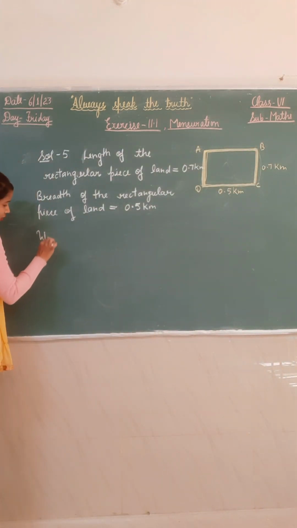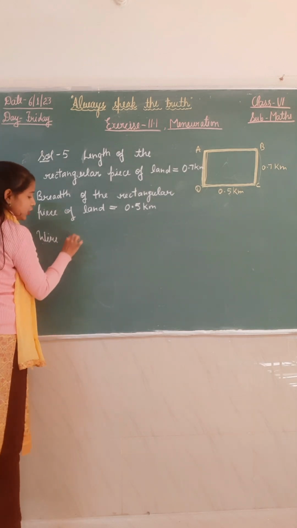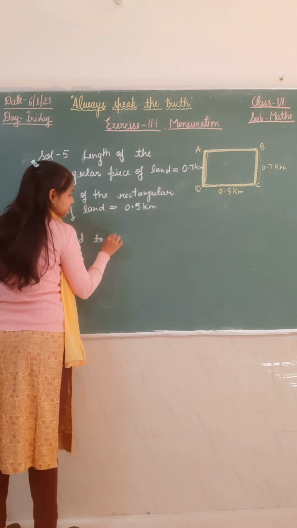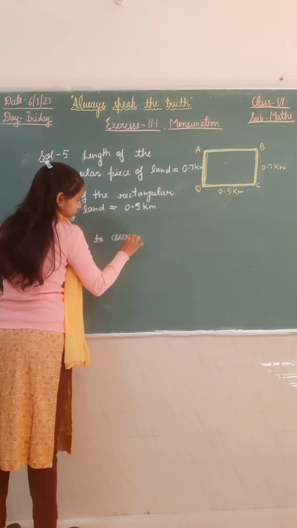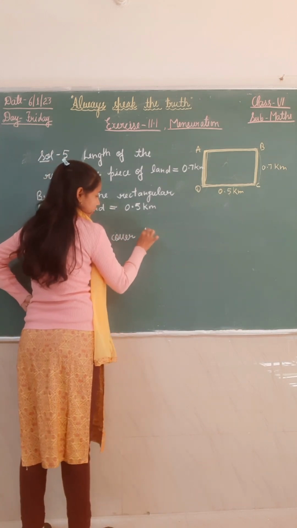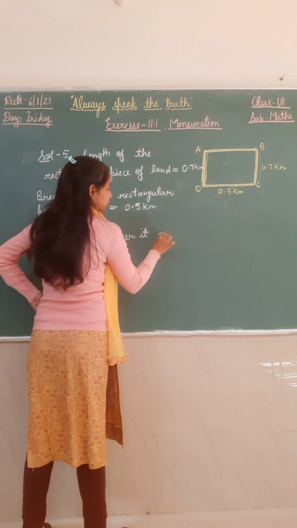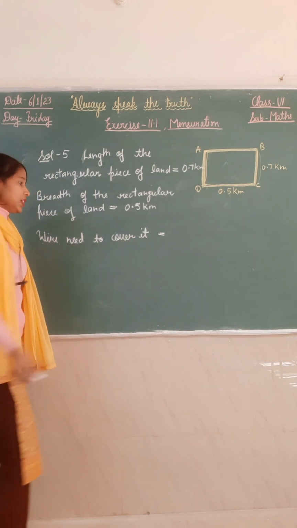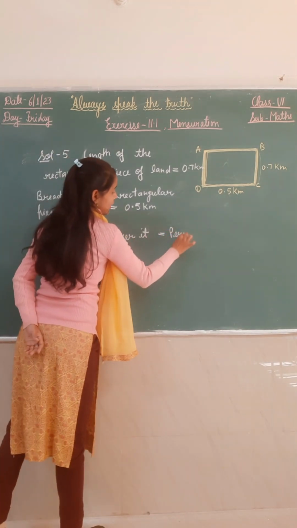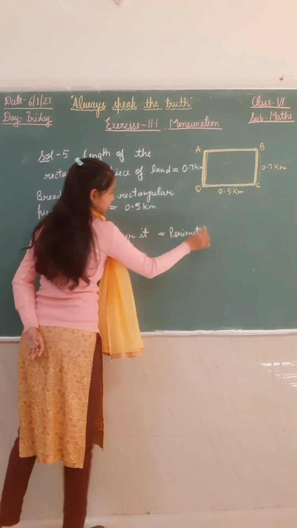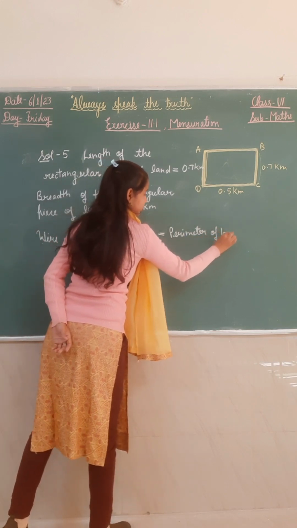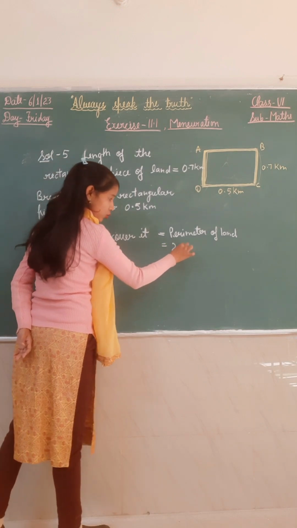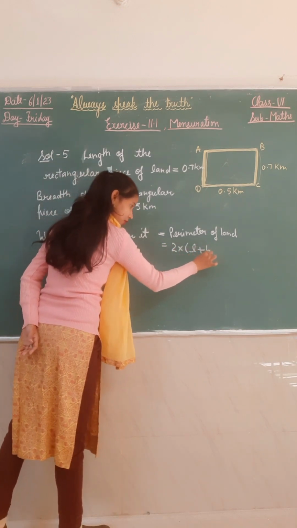So wire we need to cover it is equal to its perimeter. Perimeter of land. And the perimeter of land is 2 into length plus breadth.